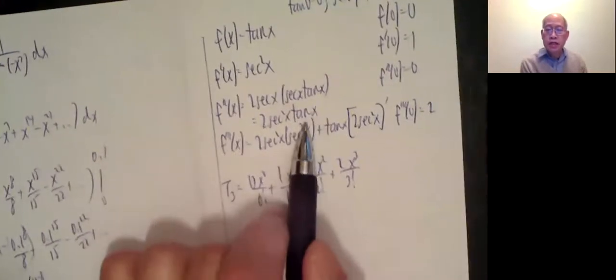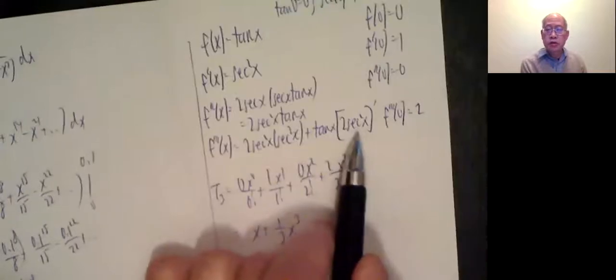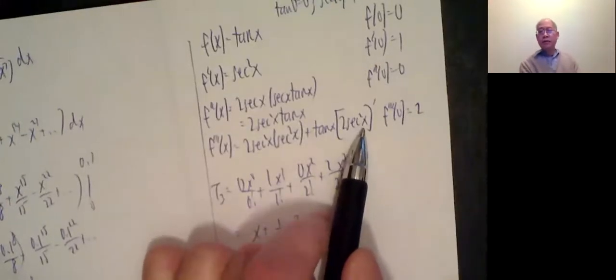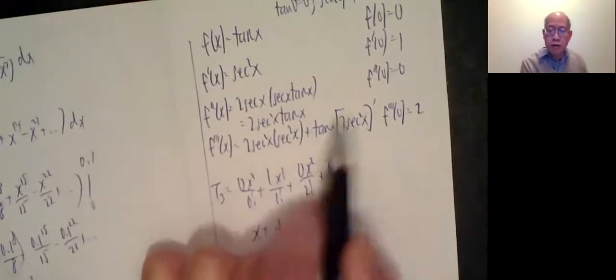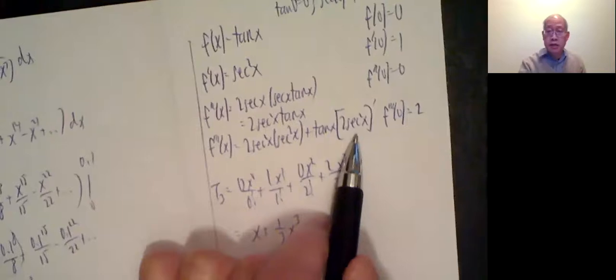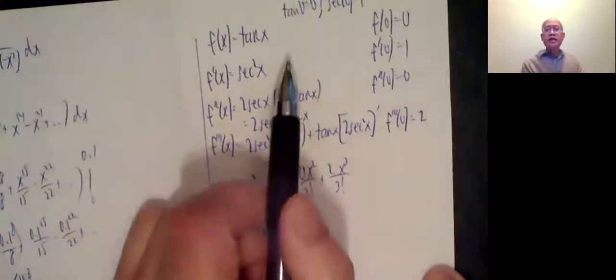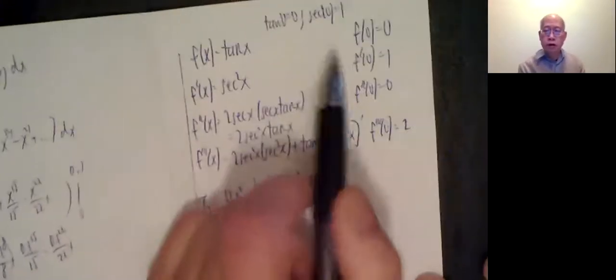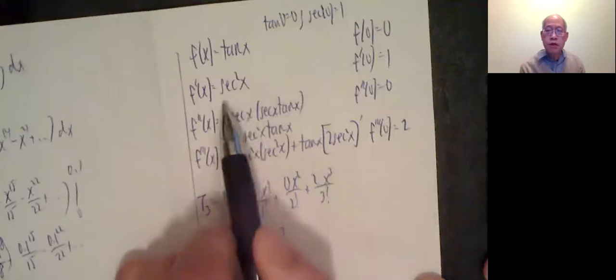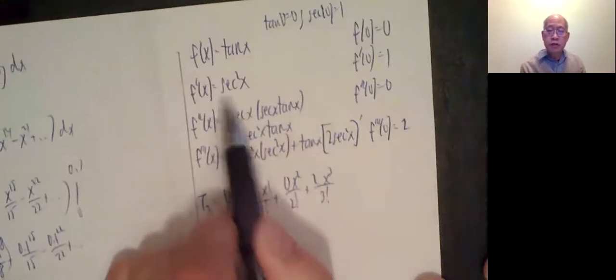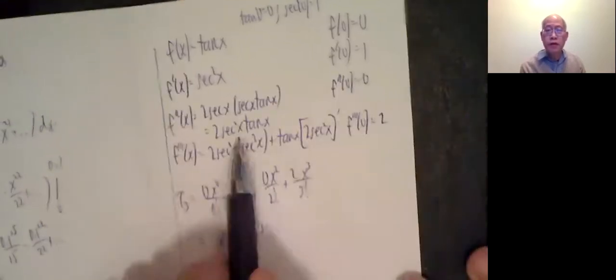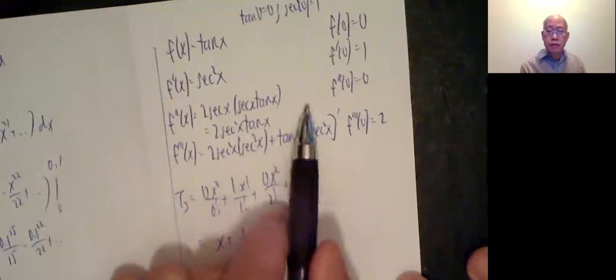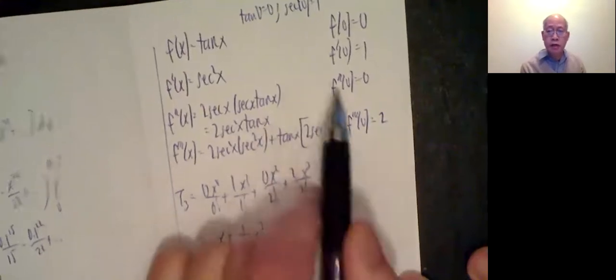plus tangent x times, I'm just putting 2 secant squared x prime, because I know I'm going to be plugging in 0, and when I plug in 0, this all comes out to be 0. So I don't even have to figure out what this is. Tangent of 0 is 0, secant of 0 is 1. So f of 0 is 0. f prime of 0, put a 0 there, secant 0 is 1, squared is 1. Okay, f double prime is 0 because when I put a 0 here, that whole thing is 0.